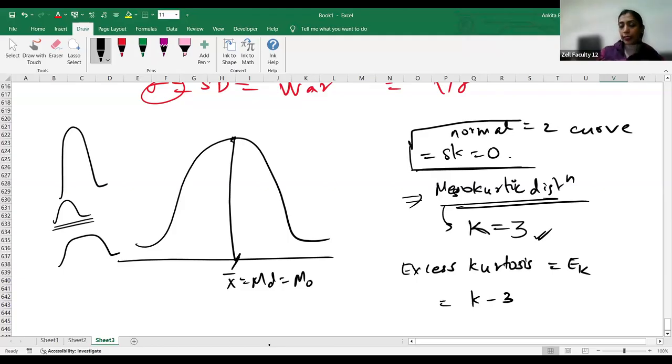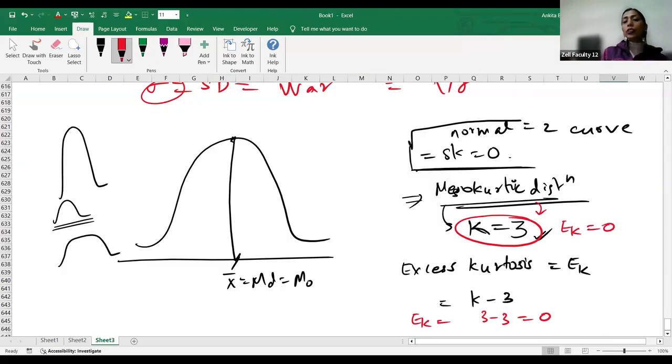Now for a normal distribution, kurtosis is 3. So if I calculate excess kurtosis, 3 minus 3 will be equal to how much? 0. So in a mesokurtic distribution, kurtosis is 3 and excess kurtosis is 0. And this distribution is also known as a normal distribution because it neither has a peak, nor has a plateau.